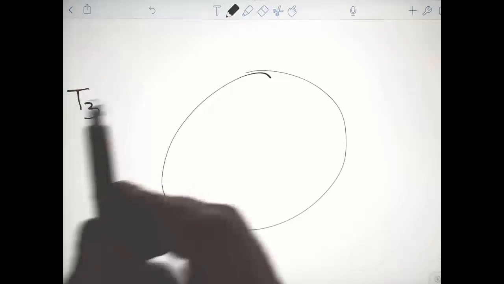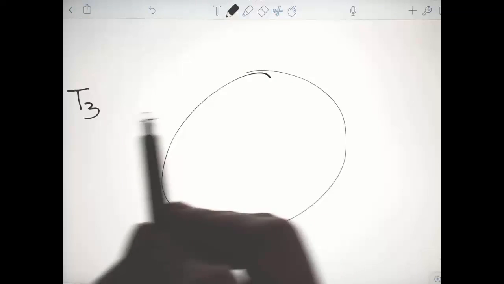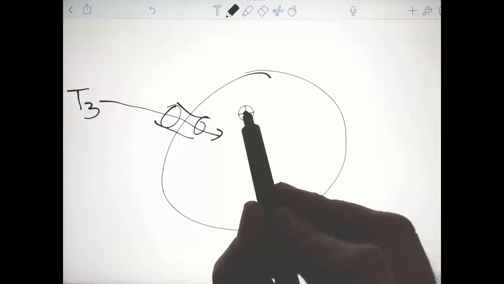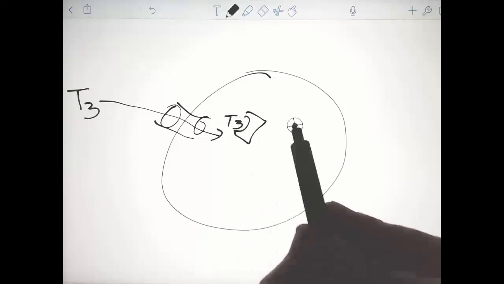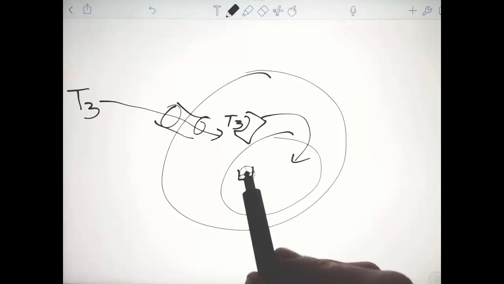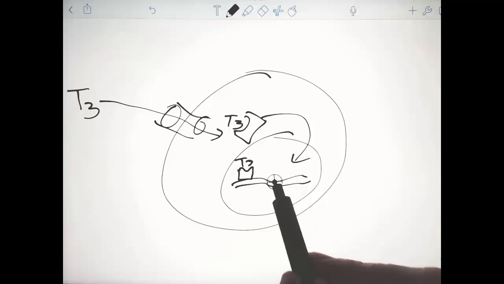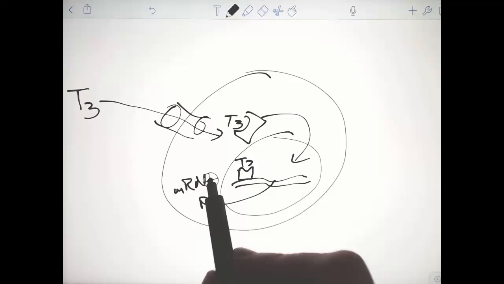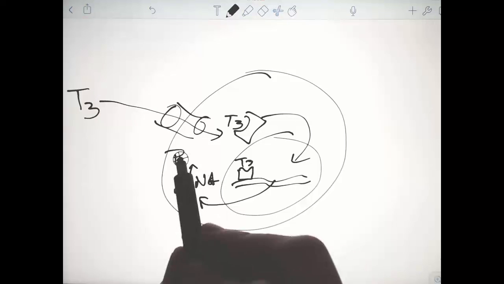The active form of thyroxine, T3, is moved into cells through a transporter where it binds to its receptor, which is a transcription factor, which moves into the nucleus, binds to DNA, and either increases or decreases messenger RNA production and proteins.